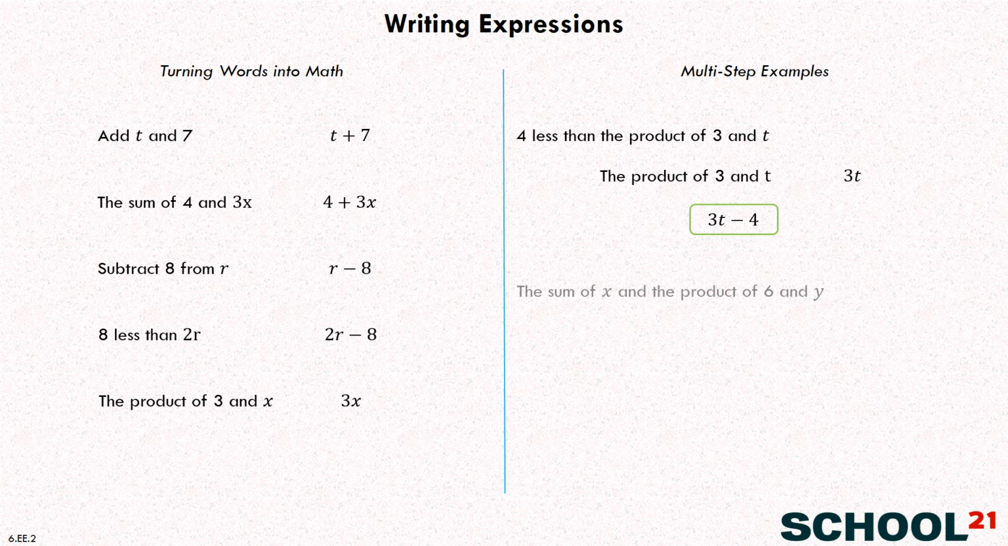Okay, let's try this next one here. The sum of x and the product of 6 and y. Okay, so again, let's break that into its parts. Let's talk about just the product of 6 and y. What would that be? 6y. Okay, and then what's the sum of x and that? 6y plus x. Okay, or? X plus 6y. Both of those work, right?